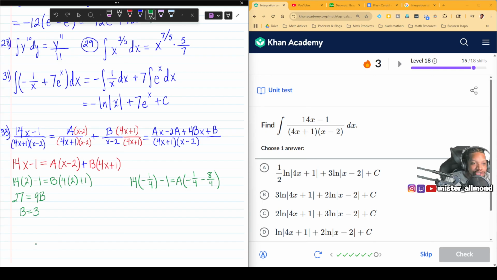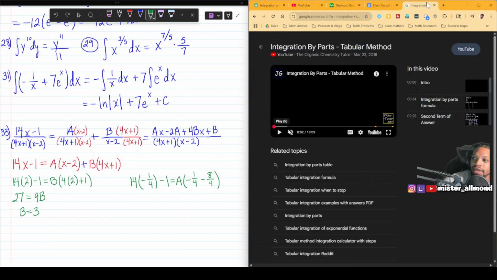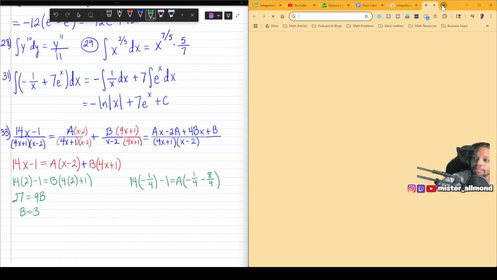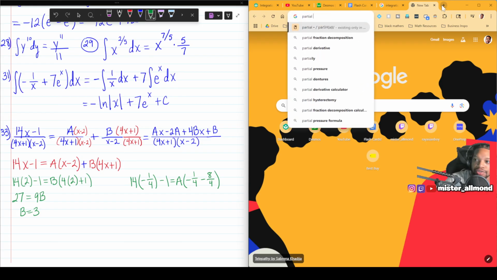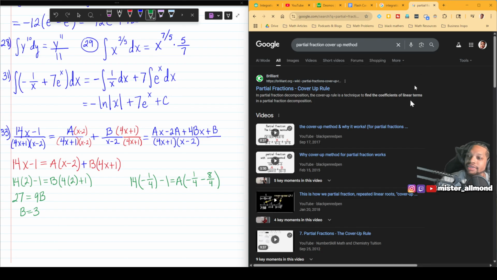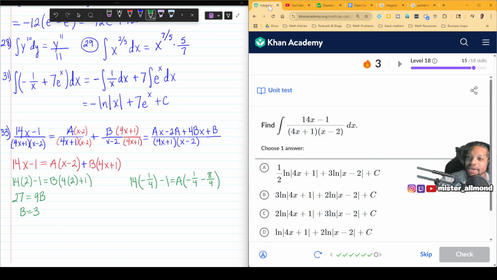Bro, that is clutch. Cover method. I got to type that in on a new tab so I can look into that some more. In addition to that tabular method, bro, I'm learning just as much as y'all. Partial fraction cover up method. Bro, there's so many methods. Let's go. You're putting me on right now. Hopefully you know that. All right, so we got B.